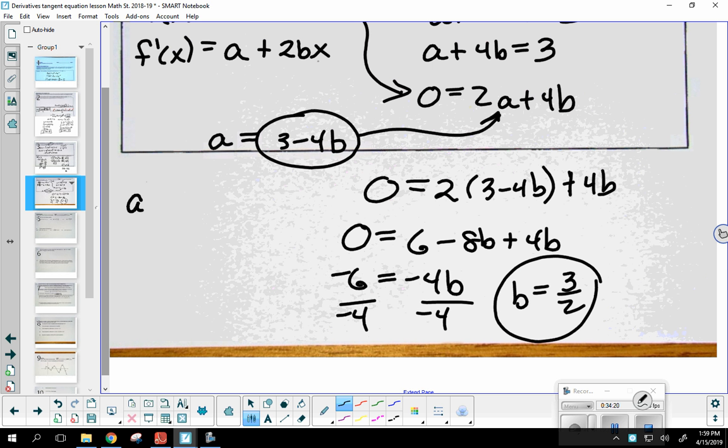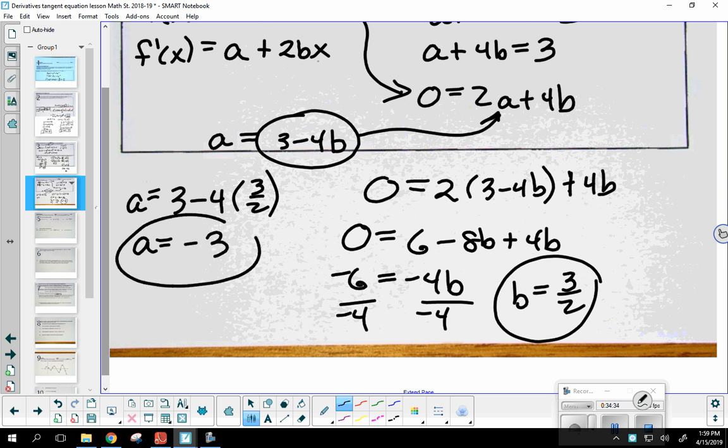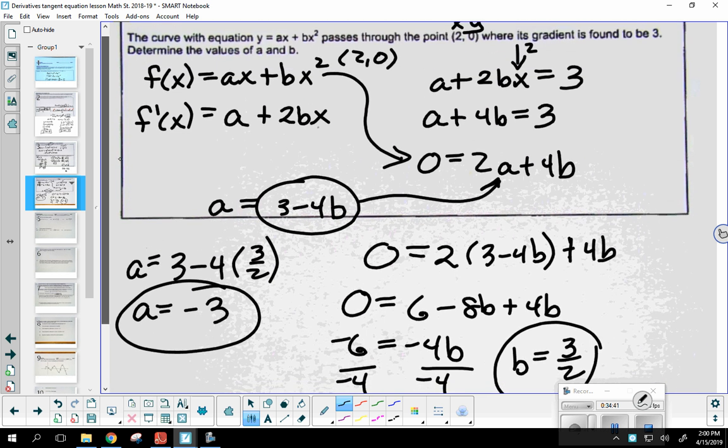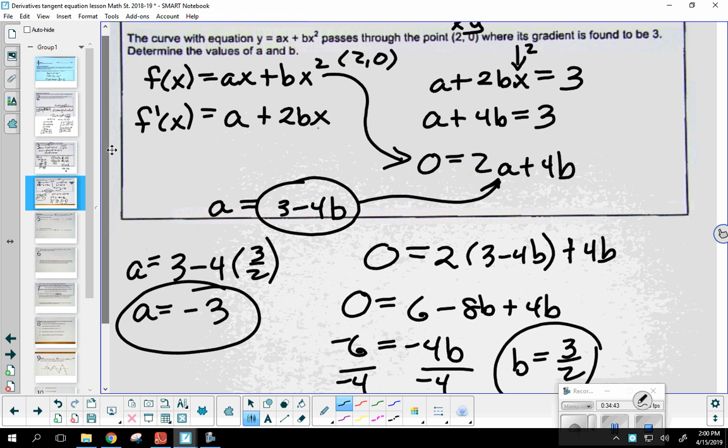So I'm going to use the equation that's already solved for a. 3 minus 4b. So 3 minus 4 times 3 halves. Okay, so what's 4 times 3 halves? 6. 3 minus 6 is negative 3. There we go. So the function that we should be working with is negative 3x plus 3 halves x squared.